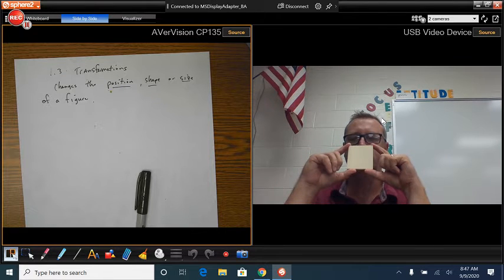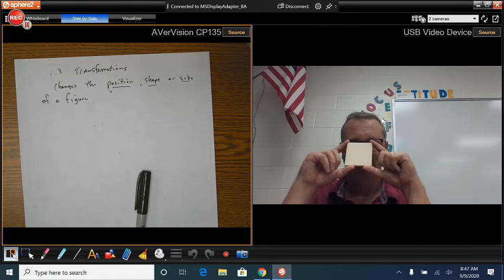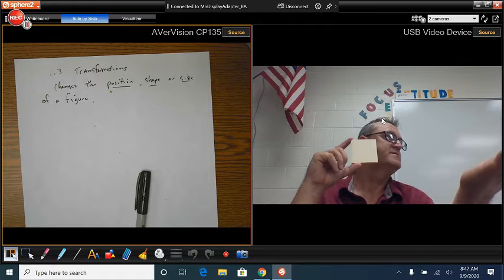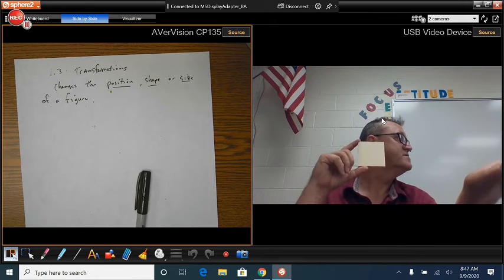Okay, so, for instance, if I have a nice little rectangular square pad, everyone see this pad in front of my nose? I don't make fun of my big nose. Everyone see this pad? Okay, so where it is right now, I can move it 2 inches to your right, my left. I just did. That's called a transformation because I moved its position.